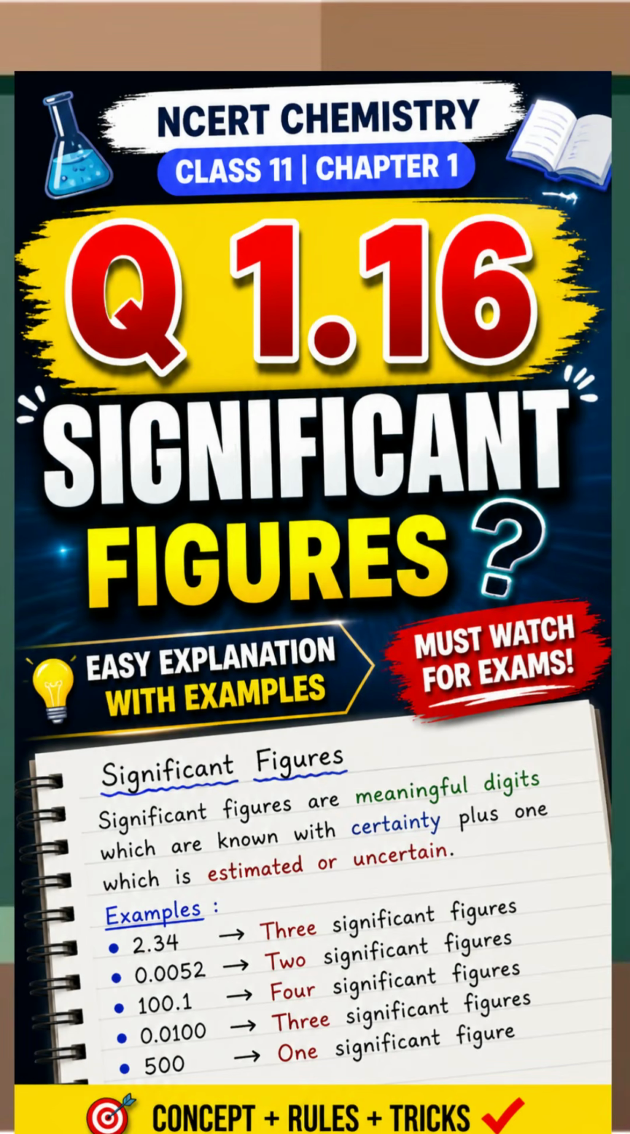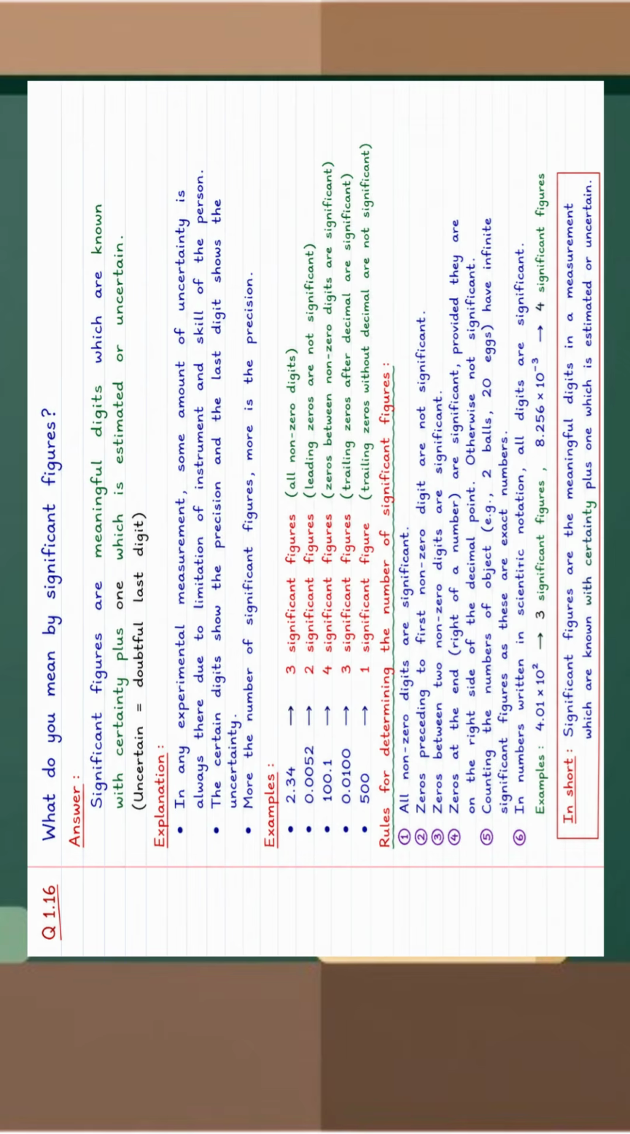Hello students, in this video we will understand NCERT question 1.16, what do you mean by significant figures? Let's begin with the answer. Significant figures are meaningful digits in a measurement which are known with certainty plus one digit which is estimated or uncertain. The uncertain digit is always the last digit and it is slightly doubtful.